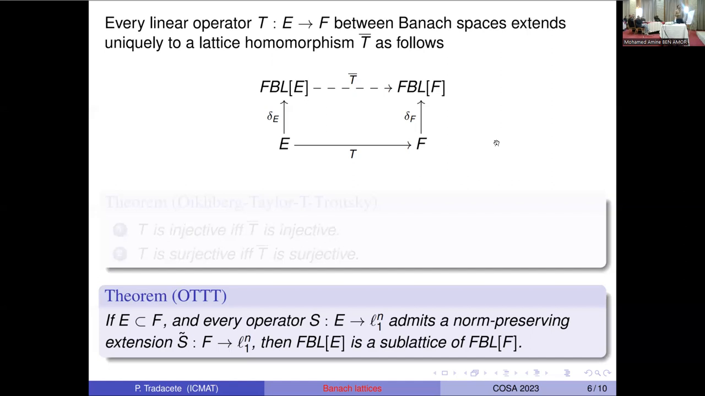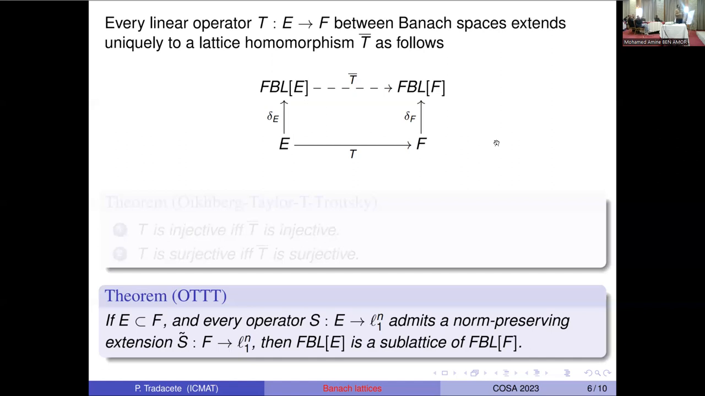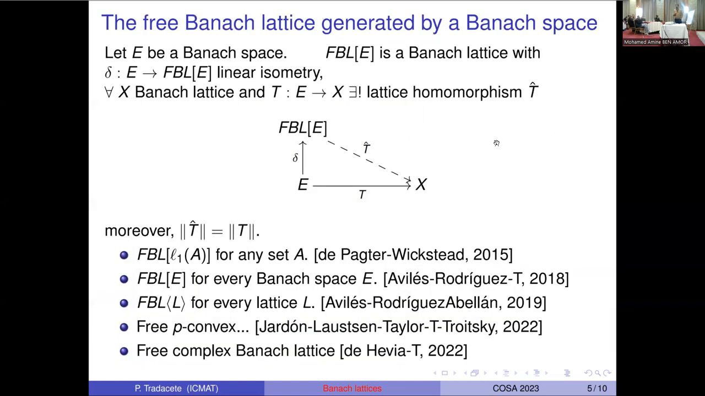And now the universal property allows me to extend operators to lattice homomorphisms when I'm going to Banach lattices. So I just take the composition of this operator with this embedding, right? This composition from E to the free Banach lattice of F is a linear operator, and I can extend it in a unique way to a lattice homomorphism, making this commutative, right? I'm using a different notation for this extension. I put a T bar in the slide before, I was using T hat, okay? Well, that's because these are essentially different things, but coming from the same principle, okay?